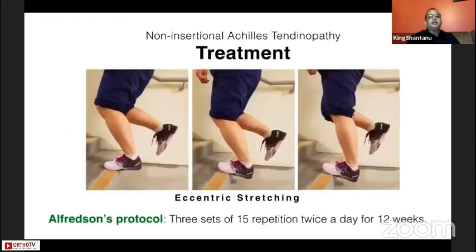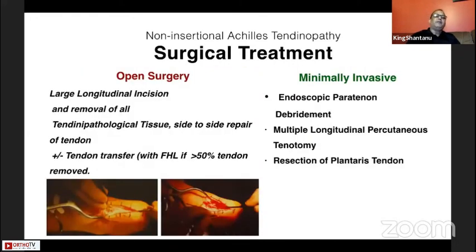In open surgery, what we do, we make a long longitudinal incision. The incision is given in such a way that the paratenon is incised along with the skin. There is no dissection in between, just to preserve the blood supply of the paratenon. And then the tendon is incised longitudinally. All the pathological tissues are excised, and there is then side-to-side repair of the tendon.